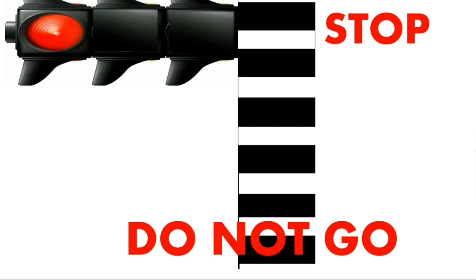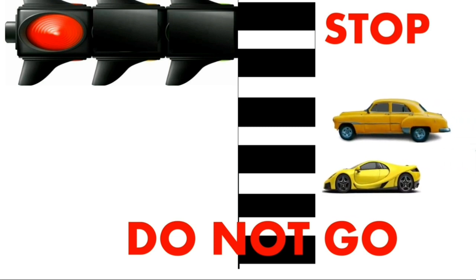red. Red means do not go. This is the zebra crossing, and if any vehicle is coming from there, it should stop. Why? Because it's a red sign. So whenever you see the traffic light red in the traffic signal, you must stop your vehicles.